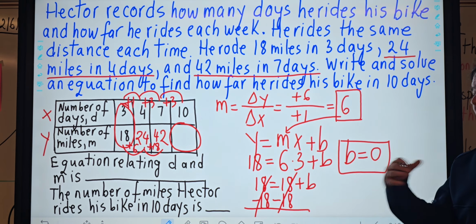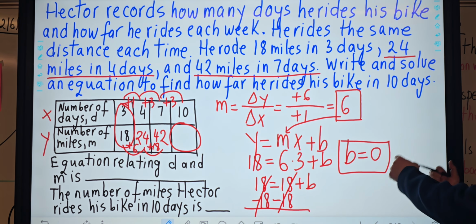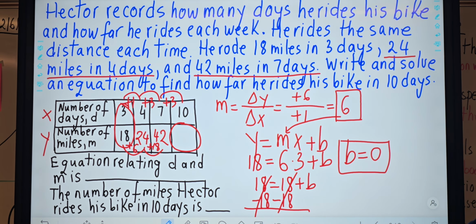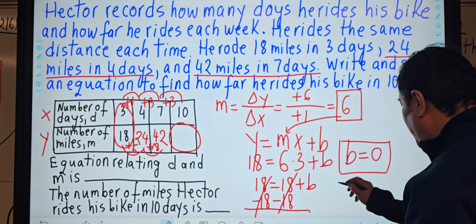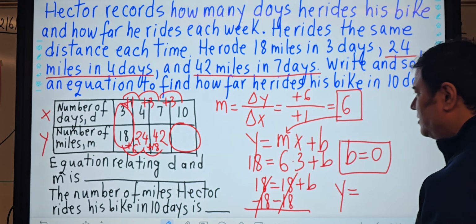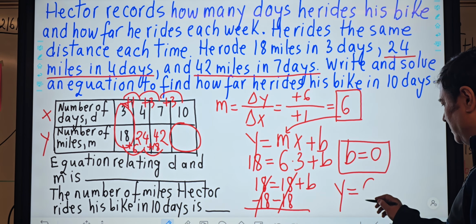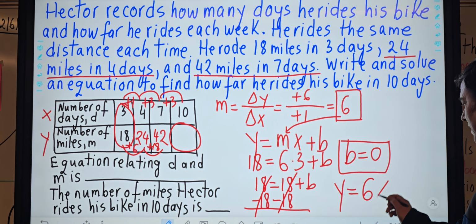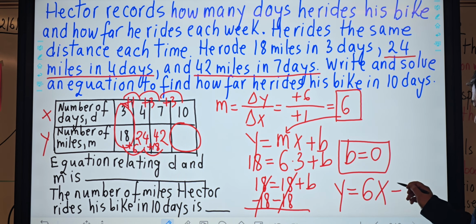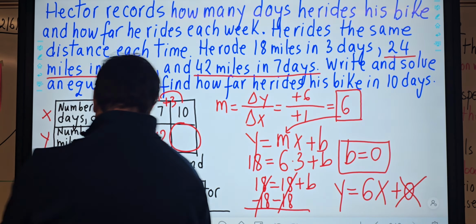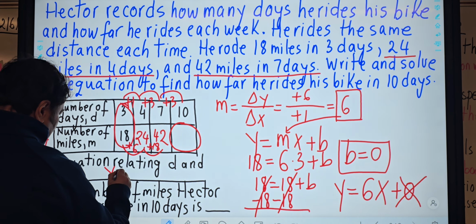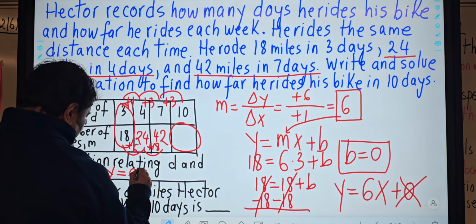So when we create our equation, when we put 0 for b, our equation is going to be y equals 6x, because m is 6 and we keep the x, plus 0. But remember, 0 doesn't count, so we can take 0 out. So our final equation is y equals 6x.